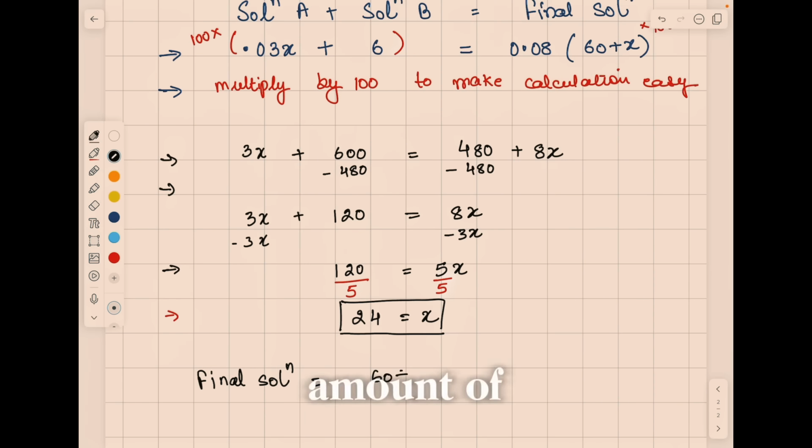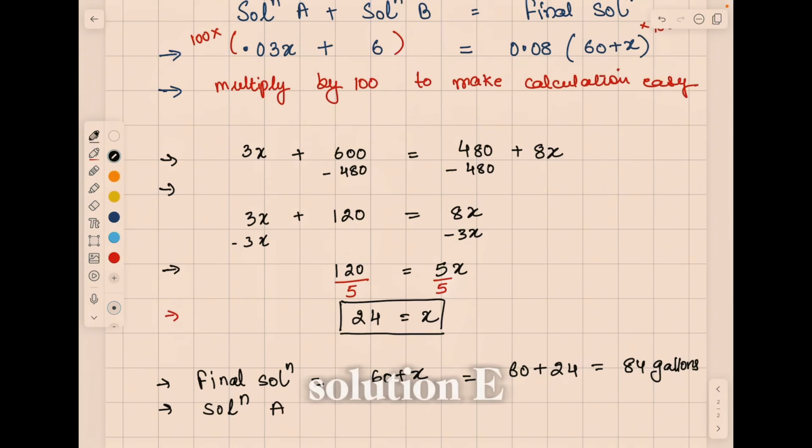So the amount of our final solution would be, we mixed 60 gallons of solution B with X gallons of solution A. So we can find out the total amount of our final solution, and also write that the amount taken for solution A is X equals 24 gallons, which was our original question.